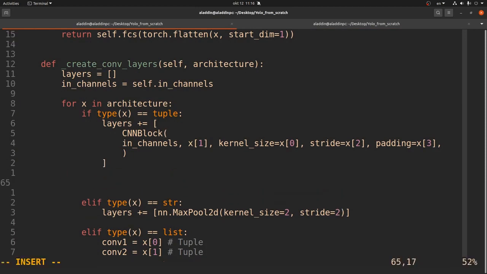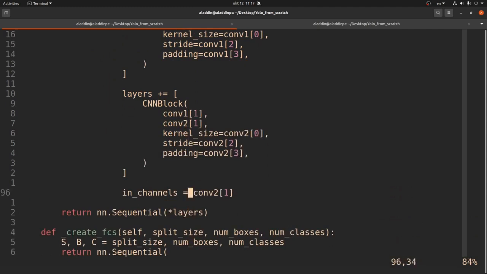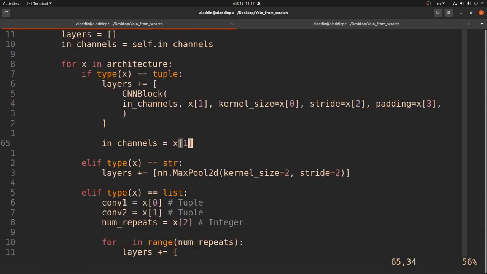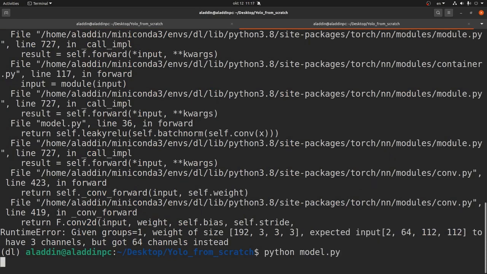It should be that, of course, when we've done the CNN block, the in_channels to the next conv layer we're going to create has to be modified. So the in_channels now is going to be x of 1 instead of keeping equal in_channels to 3. So you remember we did that update below here when we had the list. Then we did the in_channels equals conv2 of 1. But we need to also do it right here for the CNN block. Hopefully that is it. Please, please.